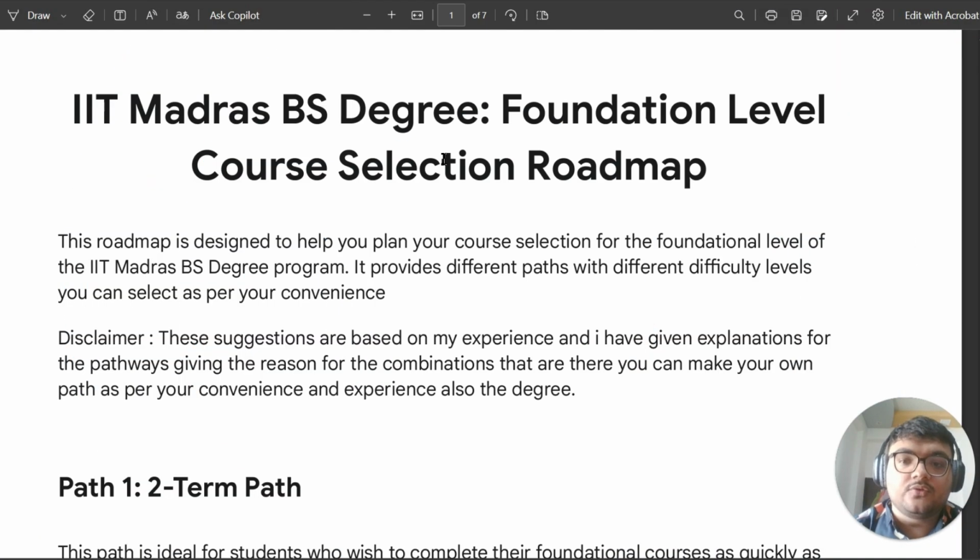Let's move forward with the foundation level first. This will provide different paths with different difficulty levels, so you can select as per your convenience. Disclaimer: these suggestions are based on my experience, and I have given explanations for the pathways, the reason for the combinations that are there. You can make your own path as per your convenience and experience. It is not a must to take the path that I've given. I have given the explanation for the suggestion so that it is better suited for you. So let's get started.